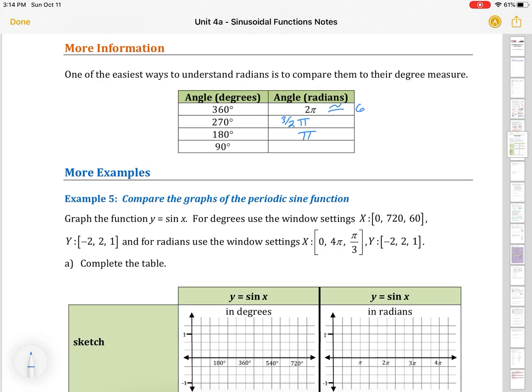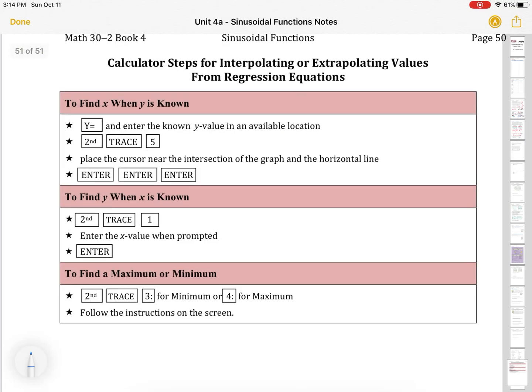Now, 2 pi is approximately 6.28. 3 halves pi, 1.5 pi, is approximately 4.71. Pi is approximately 3.14. 90 degrees would be pi over 2, so it's half a pi, which would be 1.